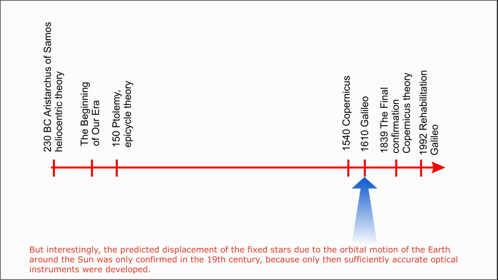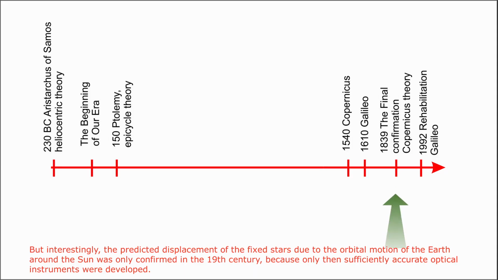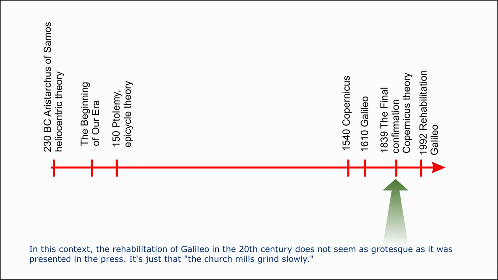But interestingly, the predicted displacement of the fixed stars due to the orbital motion of the Earth around the Sun was only confirmed in the 19th century, because only then sufficiently accurate optical instruments were developed. In this context, the rehabilitation of Galileo in the 20th century does not seem as grotesque as it was presented in the press. It's just that the church mills grind slowly.